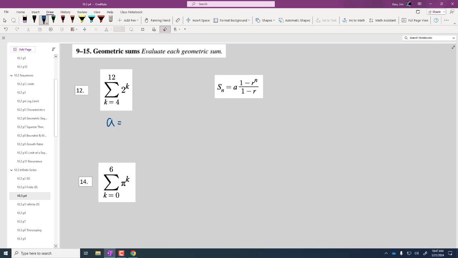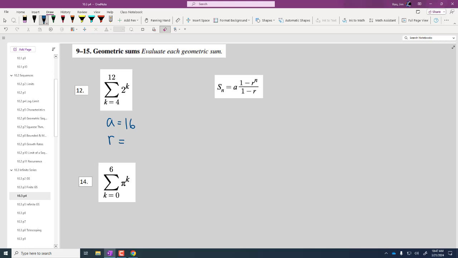So the very first term is found by plugging in the initial index value, which is 4. So the very first term is 2 to the 4. So we get 16. Not 4 to, yeah, 2 to the 4, 16. How about the common ratio?